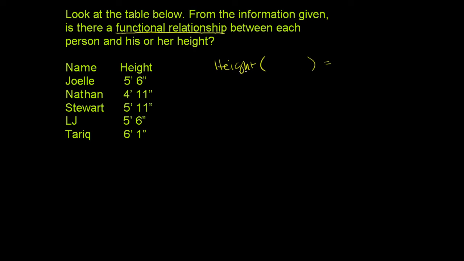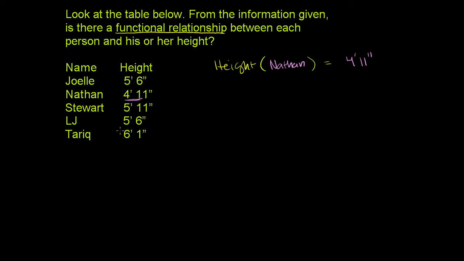So if I were to ask you, what is the height of Nathan? Well, you look at the table and say, well, Nathan's height is 4'11". Nathan is 4'11". There are not two heights for Nathan. There is only one height. And for any one of these people that we can input into the function, there's only one height associated with them. So it is a functional relationship.